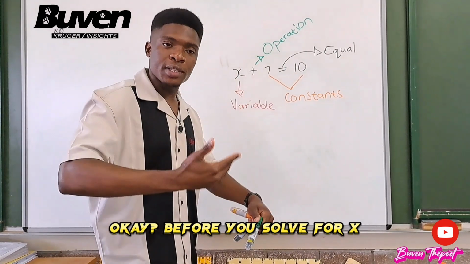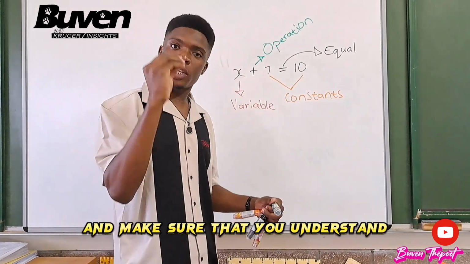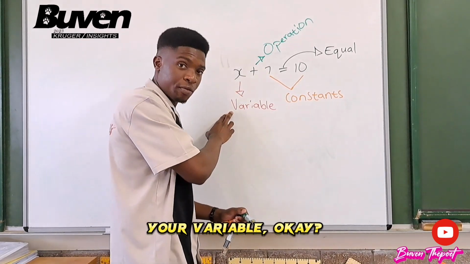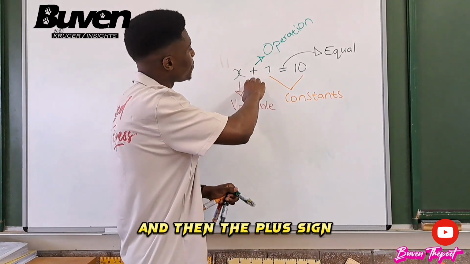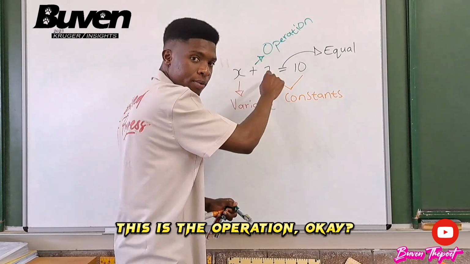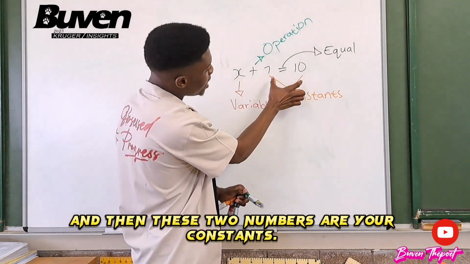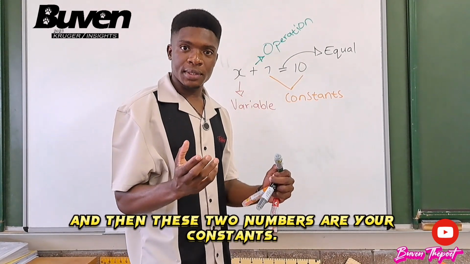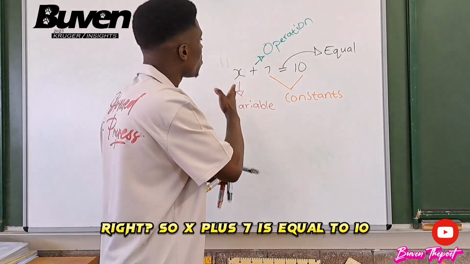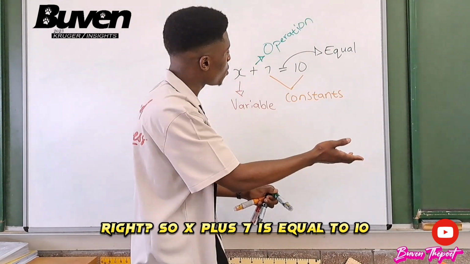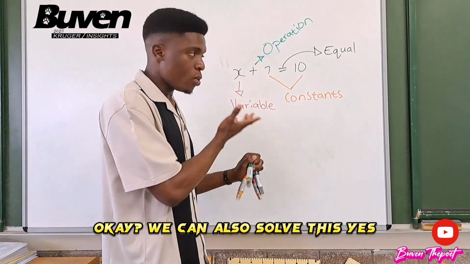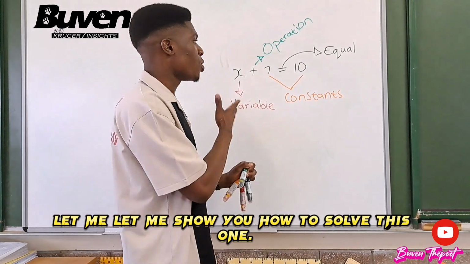Before you solve for x, you must break this down and make sure that you understand. Make sure that you remember everything. So the x is your what? Your variable. And the plus sign is your operation. These two numbers are your constants. And this is the equal sign, right? So x plus 7 is equal to 10. We can also solve this. Let me show you how to solve this one.